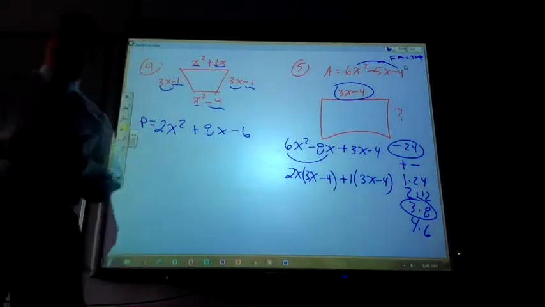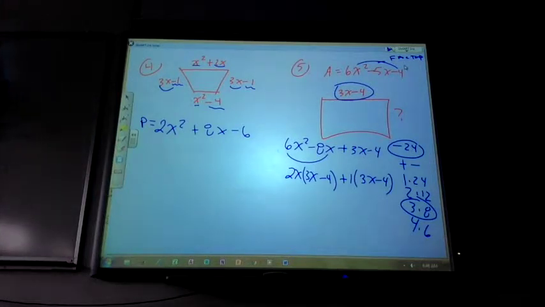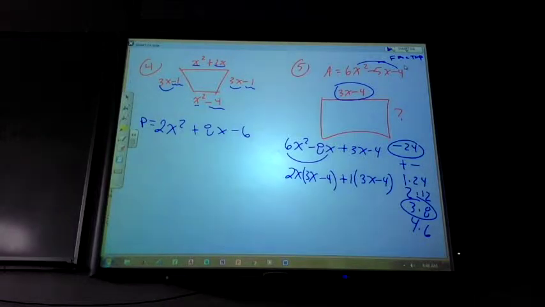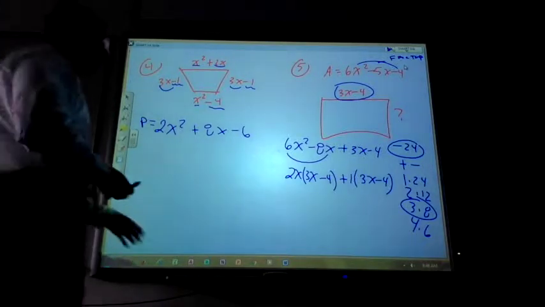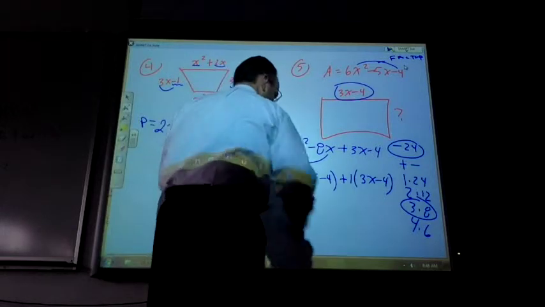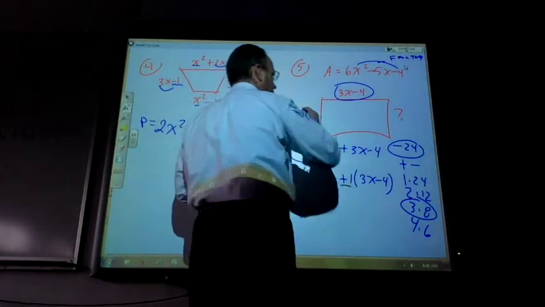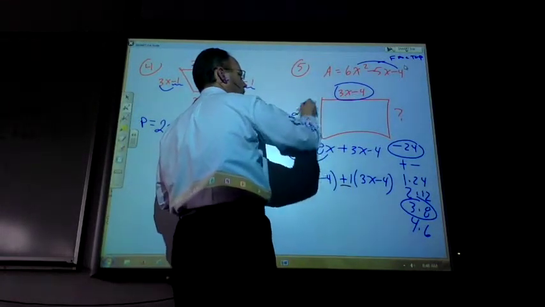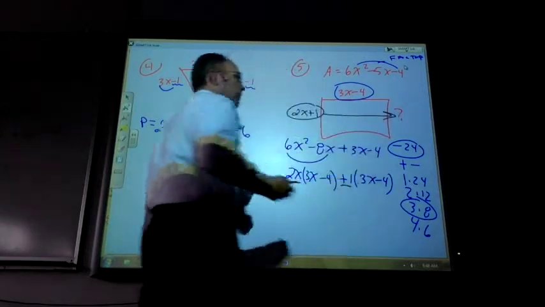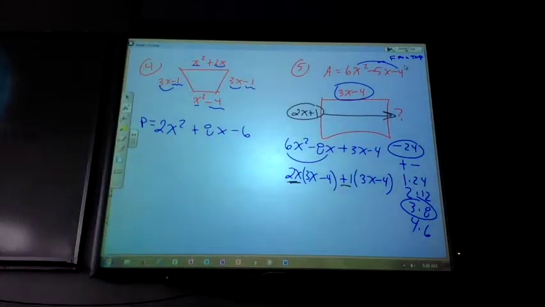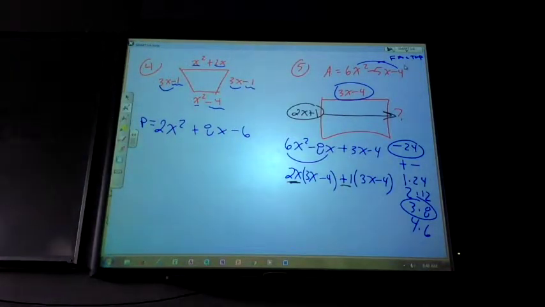Do you see the side they already gave you up there? They gave us 3x minus 4. Do you see 3x minus 4 as one of the binomials? What's the other binomial then? 2x plus 1. There you go. Whatever's left, 2x plus 1. So that's that same side. Cool? Cool.